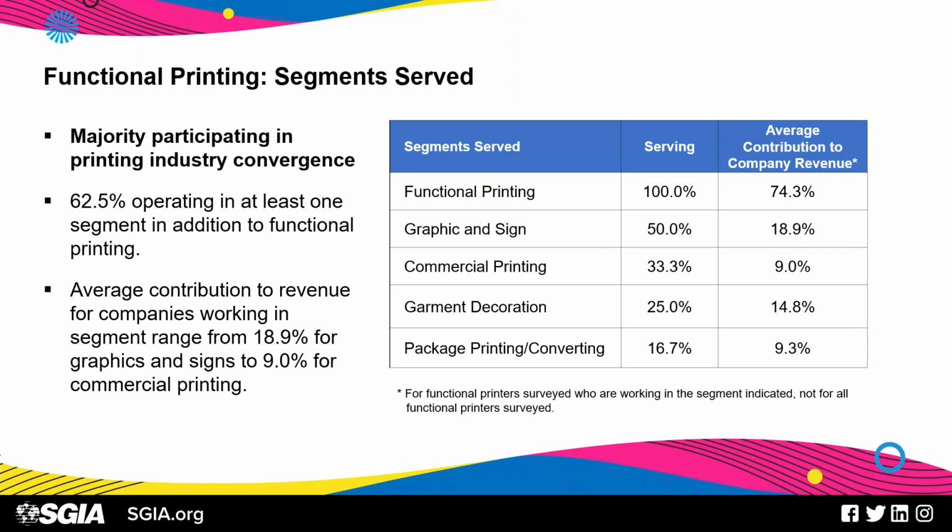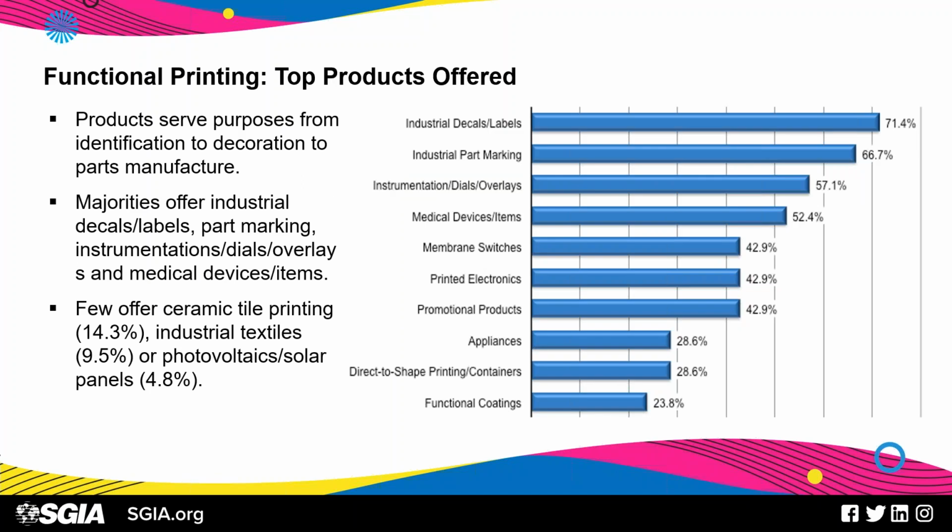And for the functional printers who have entered a segment, not for all functional printers surveyed, but for the ones who have entered a segment, on average, graphic and sign contributes nearly 19% of their revenue, garment decoration nearly 15%, package printing and converting 9.3%, and commercial printing 9%. So the functional printers that have begun to participate in industry convergence, on average, are generating meaningful revenue from these alternative segments.